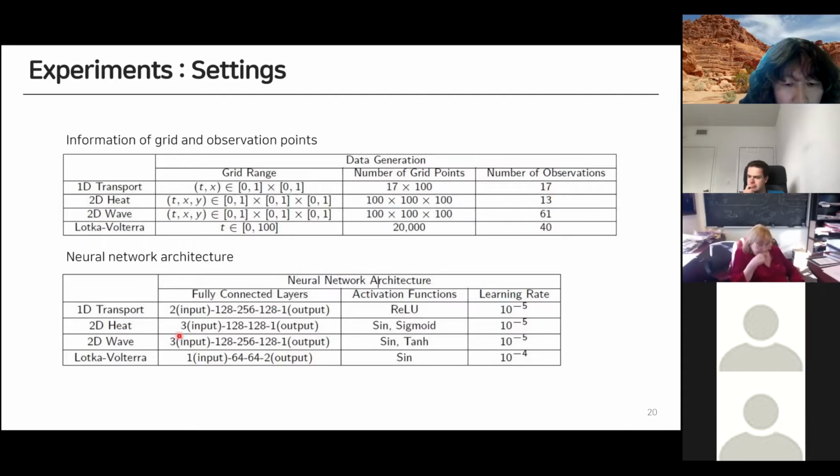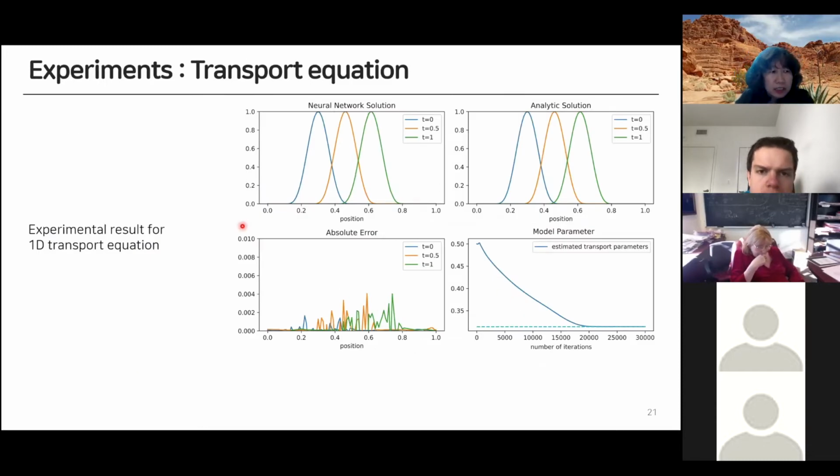And the second table tells us the information on the neural network architecture, the hidden layers, how many layers and what kind of activation functions were used, and then the learning rates. Okay. All right. So here is the result.